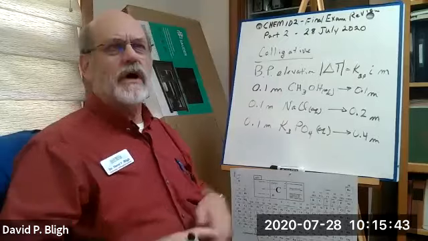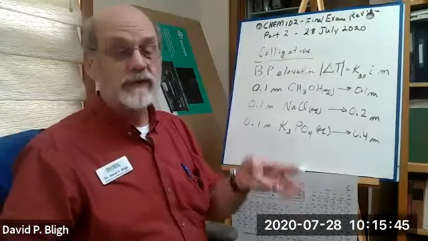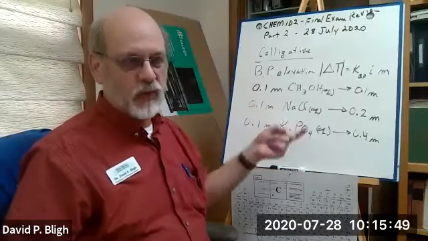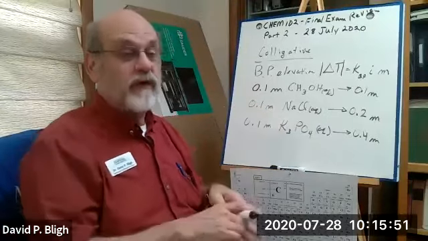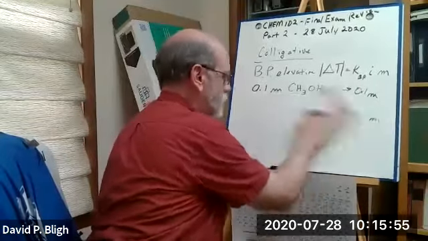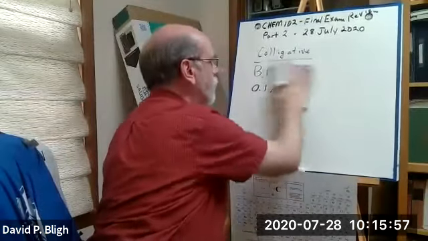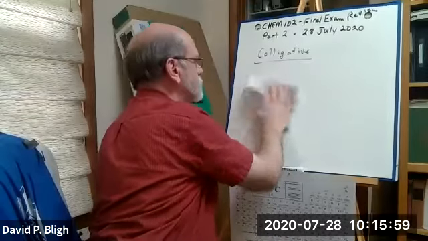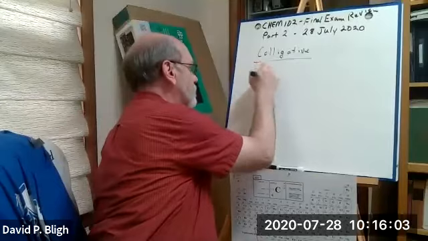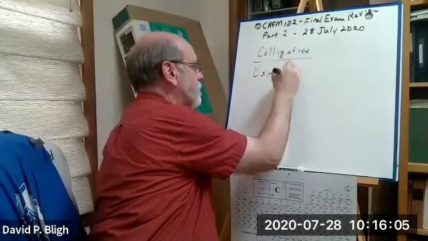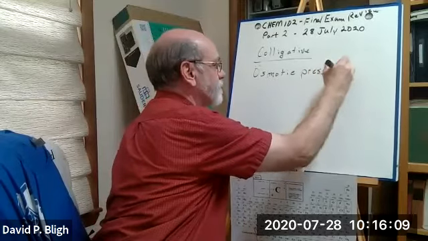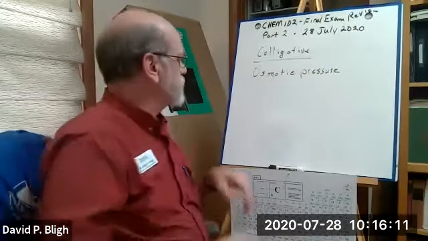Okay, so we talked about Raoult's law. We talked about boiling point elevation. We alluded to freezing point depression. There's one other one. And that's osmotic pressure. This was a little harder to grasp.